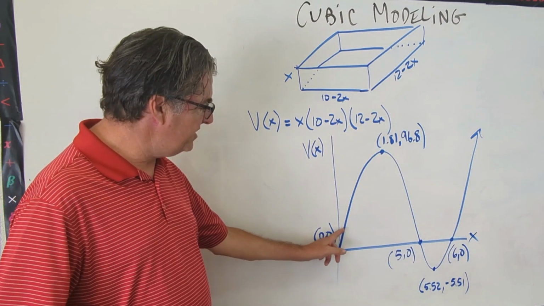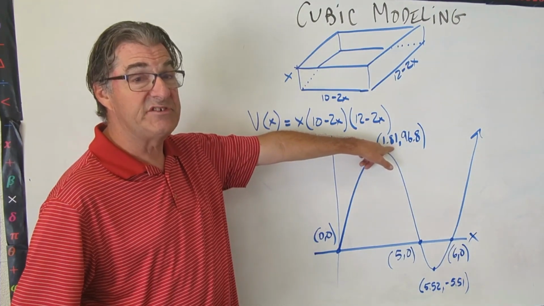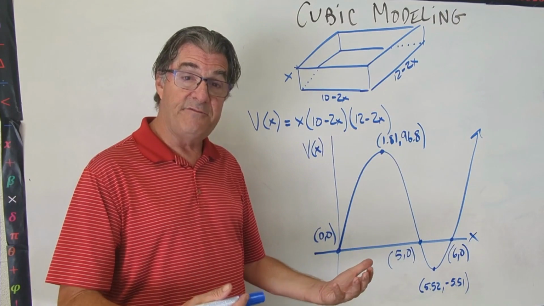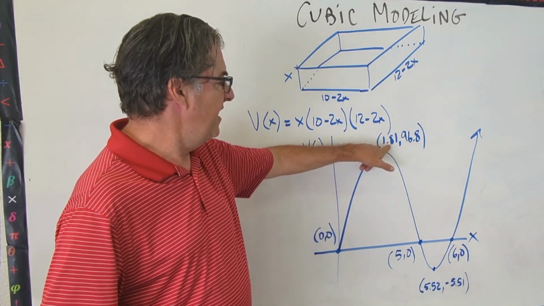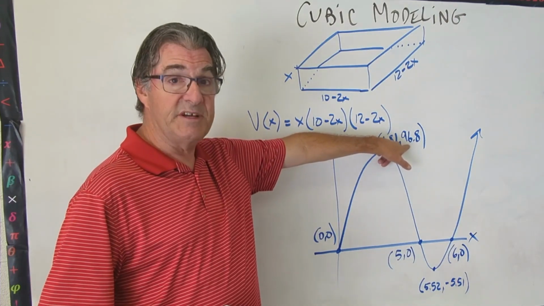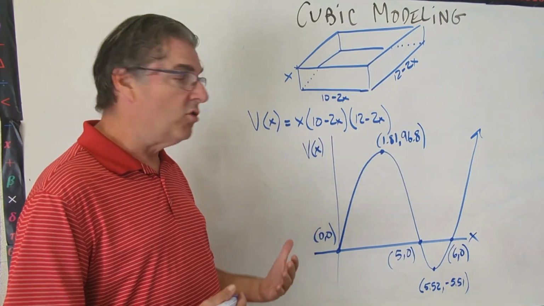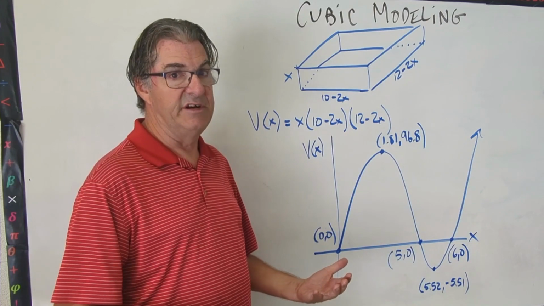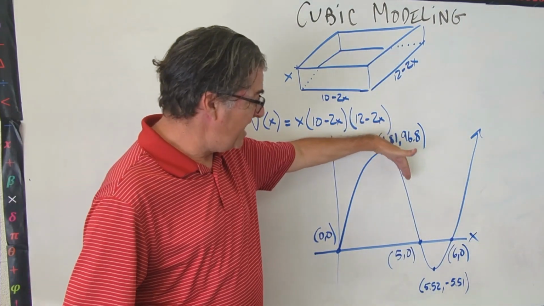Now, as x increases, once x hits 1.81 centimeters, we hit our peak. Now, you can find that on your graph using your calculator, using the trace function, and that'll tell you that the max volume of 96.8 cubic centimeters occurs when that square that you cut out of the corners is 1.81 centimeters by 1.81 centimeters. As soon as that square starts getting bigger, volume is going to go down again.